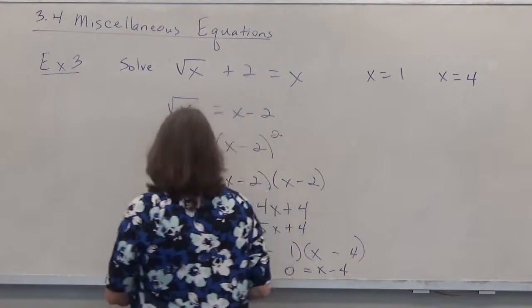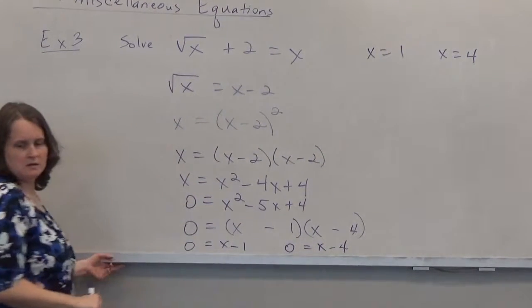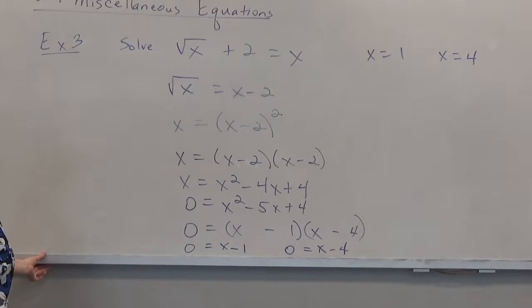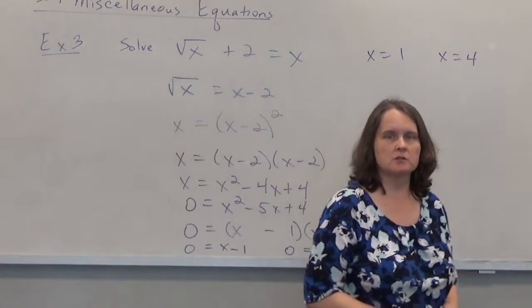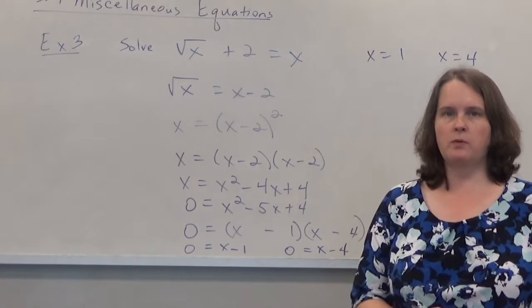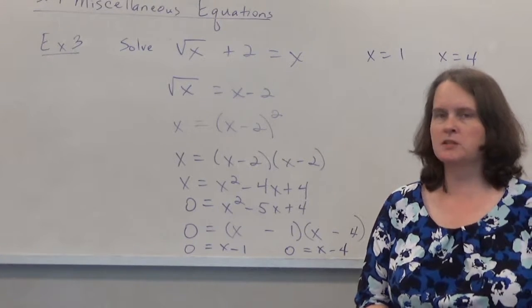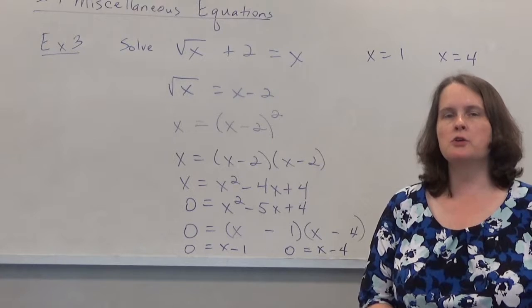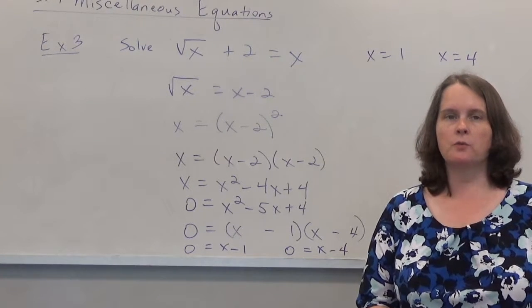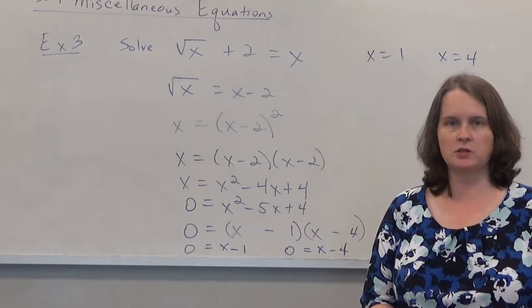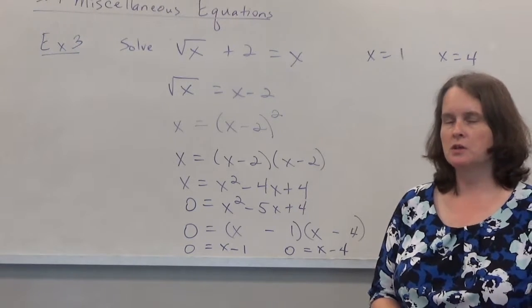However, in our steps, step 4 tells us to check all solutions. When you're working with square root equations, you can get what they call extraneous solutions, meaning you might solve and get a value for x, but when you check it, it doesn't work. So anytime you're working with square root equations, you have to always check your answers.